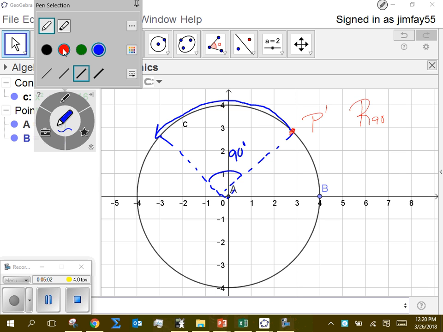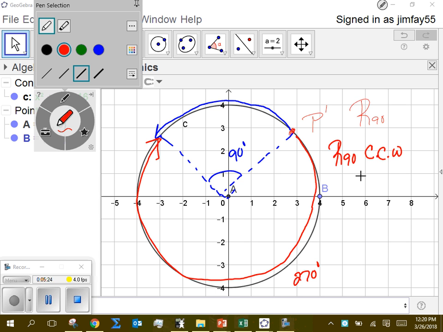Would you guys agree that I could get to the same spot by going this direction? Well, if I go that direction, how many degrees do you think I would have rotated that direction? 270 degrees. So a rotation of 90 degrees counterclockwise equates to a rotation of 270 degrees clockwise. Does that make sense to everybody? That's the thing with circular motion. You really always have those two options.